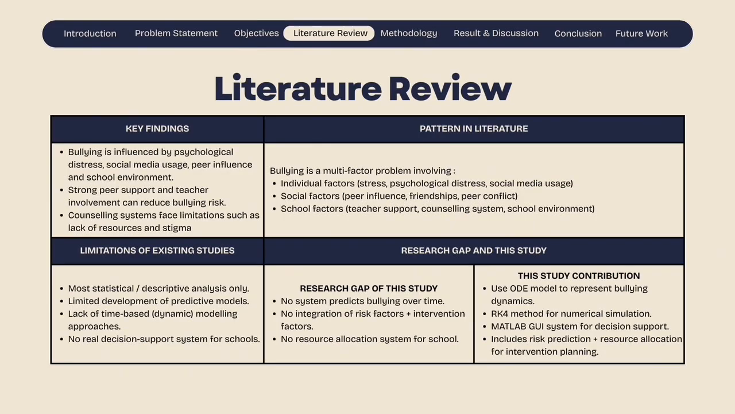We move to the literature review key findings. Based on previous studies, bullying is identified as a multi-factor problem involving individual, social, and school-related factors. Strong peer support and teacher involvement can reduce bullying risk. However, counseling systems still face limitations such as lack of resources and stigma.